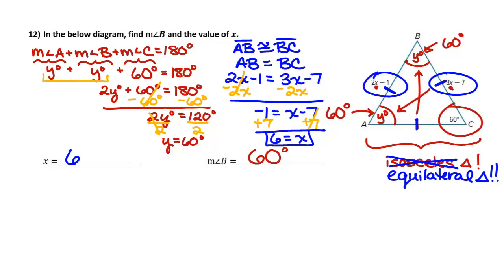The first thing I had to do was figure out the measurement of angle B. That was the key to unlocking the rest of this problem. If I hadn't known that all three angles were the same size, I could not have solved this problem.